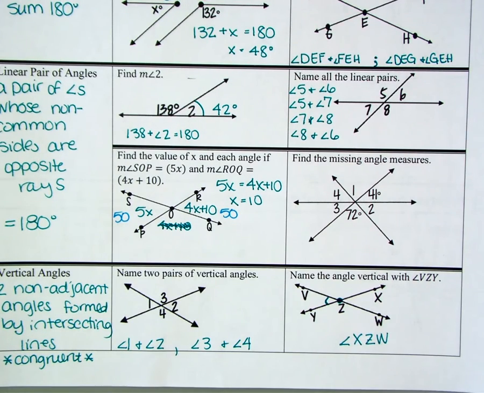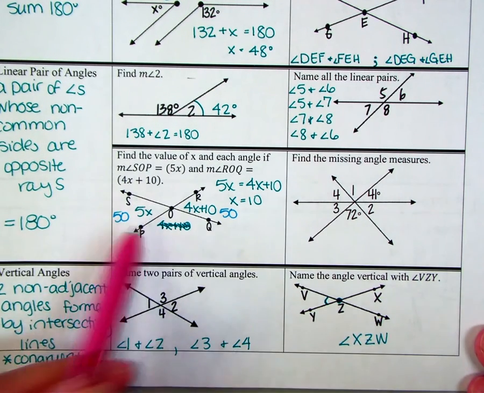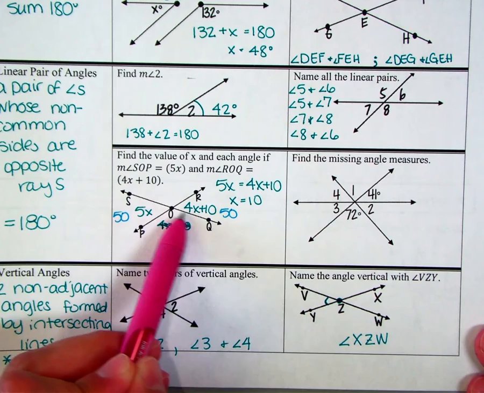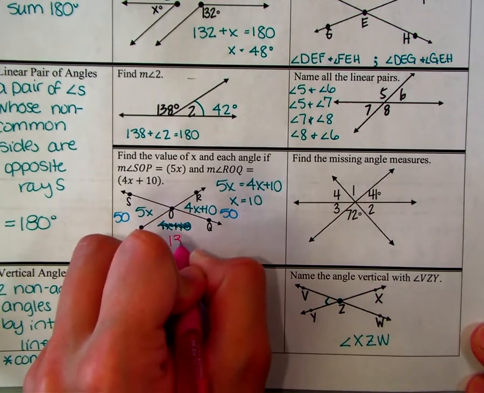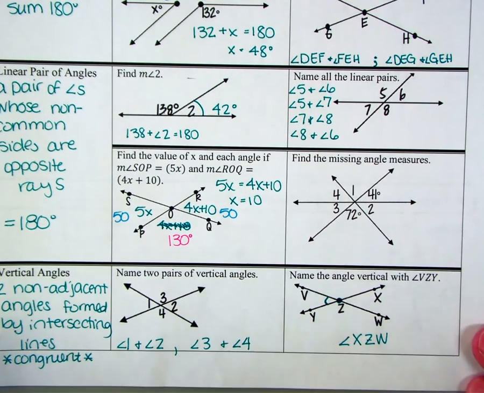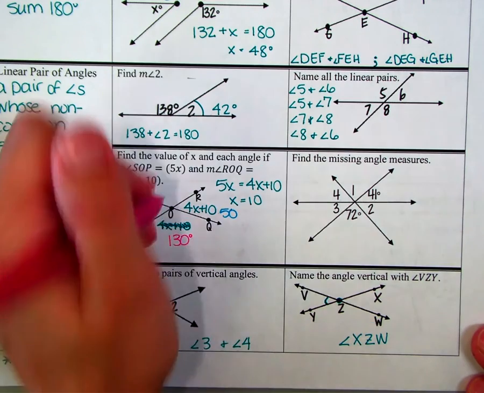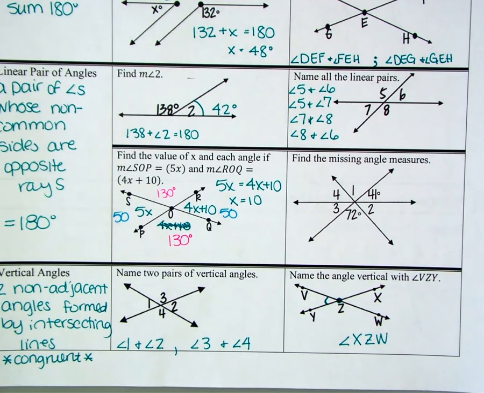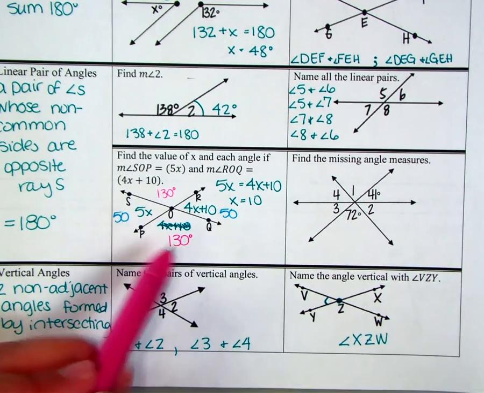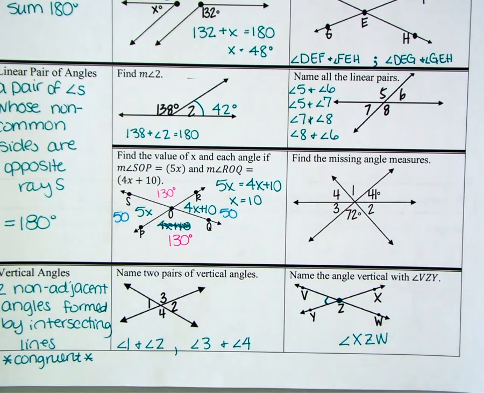If we use what we know about linear pairs, we know that this angle, SOP and POQ, are supplementary. They are a linear pair. So if this piece is 50, we know that this piece is 130. And then we can use the same information, so 50 and 130 give me a supplementary angle. We also could have seen that this angle and this angle are vertical, so they're both 130.